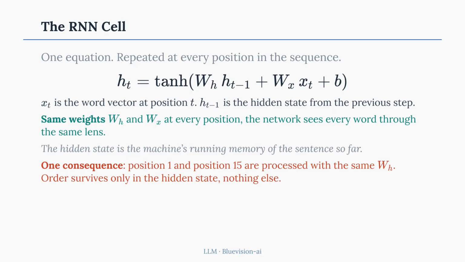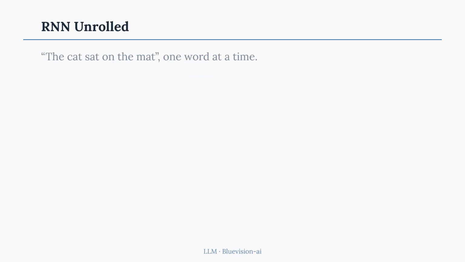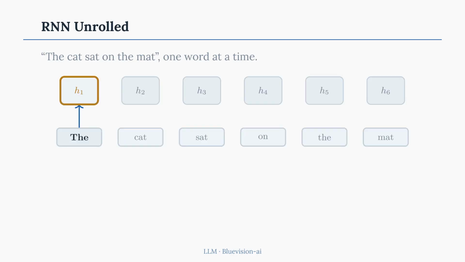Order is encoded only in the hidden state. The network has no other mechanism to track where it is in the sentence. Let's watch an RNN process our sentence. "The" is fed in. The network produces H1, its first hidden state. Right now, H1 encodes only that it's seen "the." Not much to work with yet.